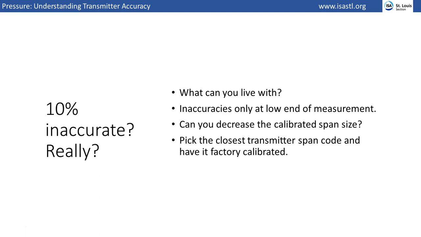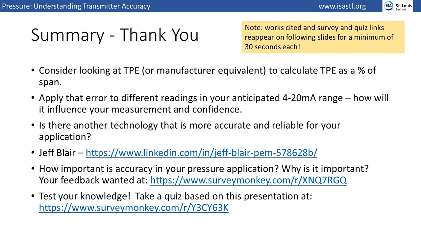Also, to help your accuracies, go back and look at the range and span example and make sure you are picking the smallest span code size for your application. Have your instruments factory calibrated. Manufacturers almost always have the most accurate calibration equipment at the factory. So finally, thank you. And moving forward, I ask that you consider looking at total probable error to measure transmitter accuracy, and apply TPE to your applications so you know your accuracy at low, mid, and high ranges. Always consider alternate technologies.